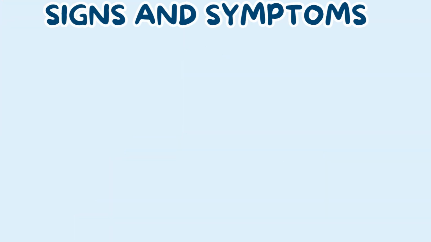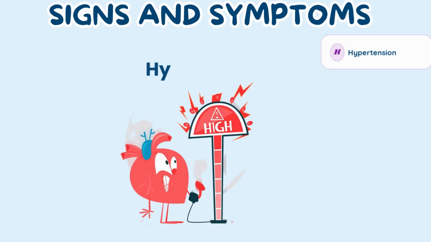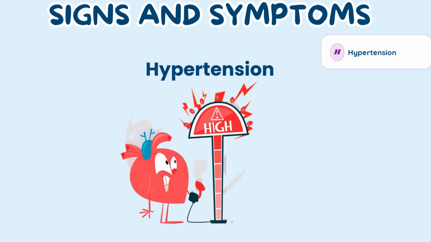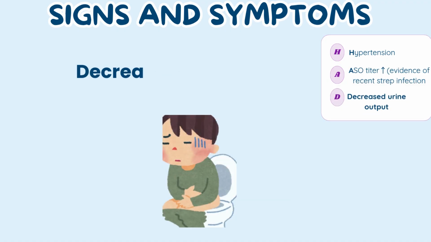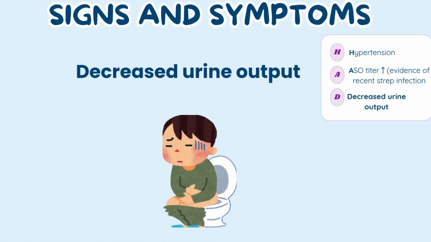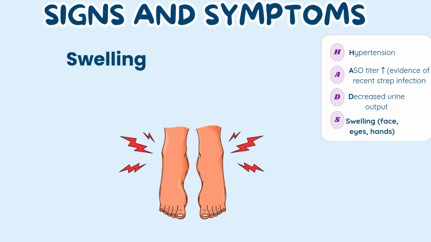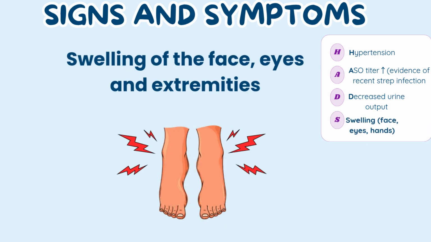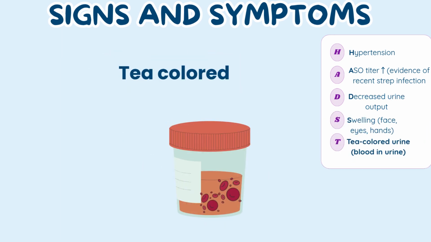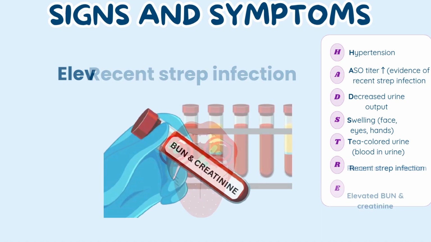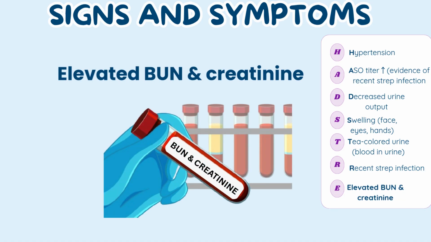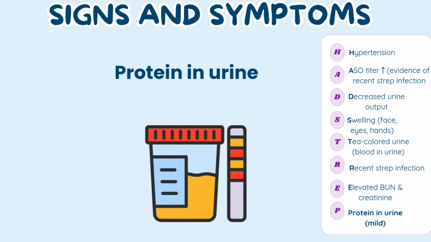So to remember the signs and symptoms, use a fun mnemonic, HAD STREP. So the patient will show hypertension. They will also have an increase in the ASO titer, which shows evidence of recent strep infection. The patient will have decreased urine output, or oliguria. There'll be swelling of the face, eyes, and hands. This is edema. Tea-colored urine, that is hematuria, and also a recent strep infection. The BUN and creatinine will be elevated and the patient will have protein in urine.